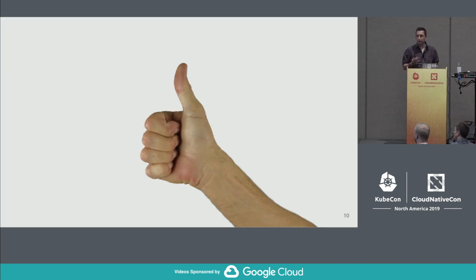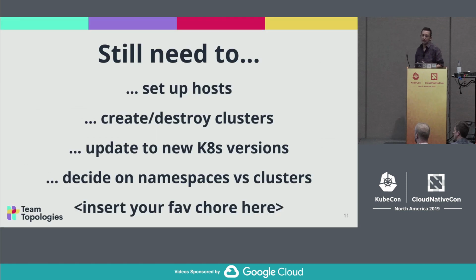But there's a lot more going on, right? And I'm sure you know better than me all these other tasks that you need to think about. How do we set up the hosts for the clusters? If we need to update a new version of Kubernetes, how do we do that? If we have to decide on namespaces versus clusters for isolation of services and environments and so on. So you can insert your favorite or least favorite task here. The point being that there's this whole bunch of activity going on as well.